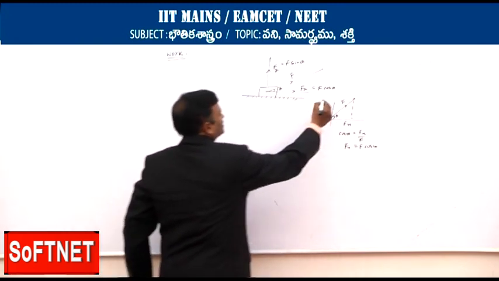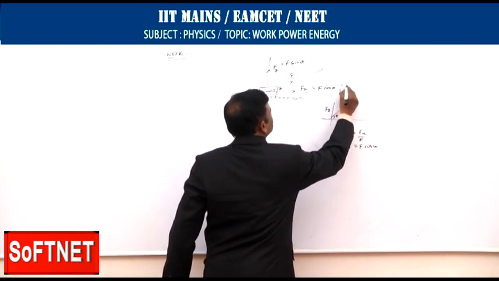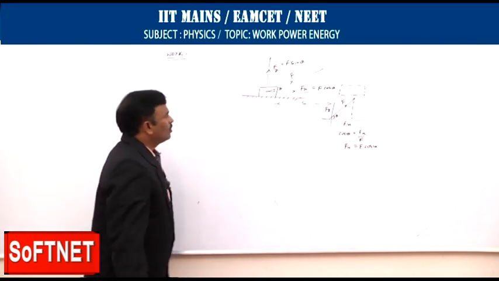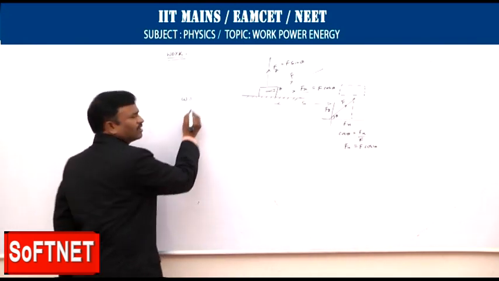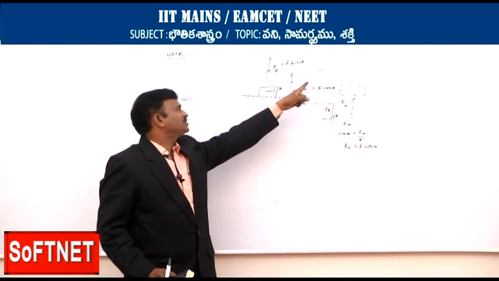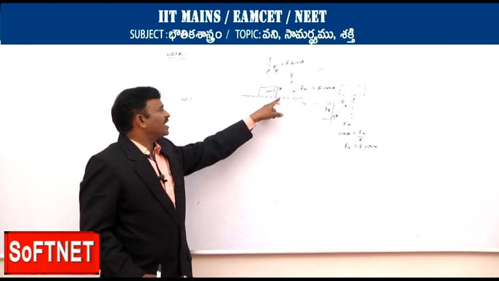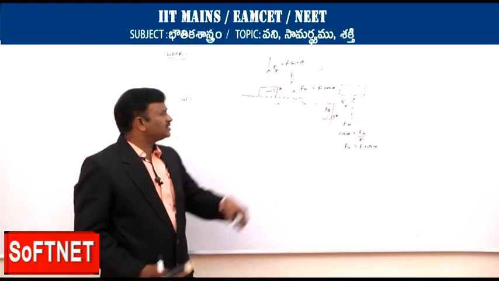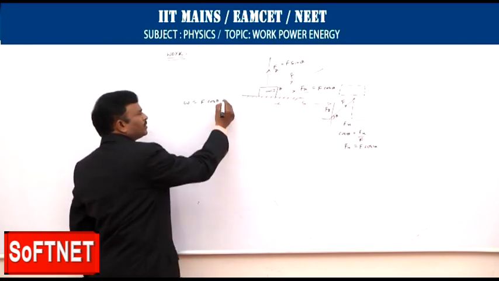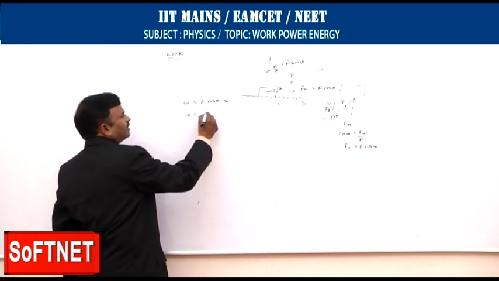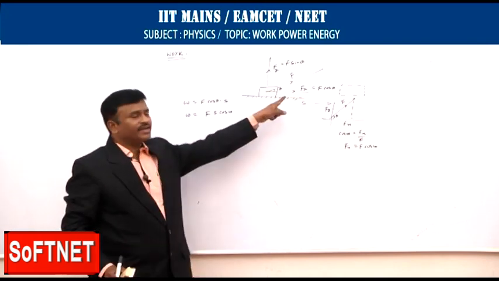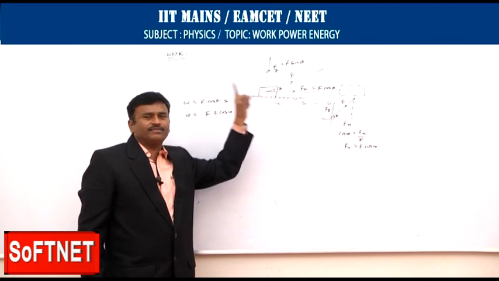Now, the body gets displaced through a displacement S. Then what will be the work done? Work done is equal to the force applied. Even though you are applying force F by making an angle theta, in the horizontal direction it is F cos theta, into displacement S. Finally, what can we write? F S cos theta. Actually, this is the horizontal component of the force.